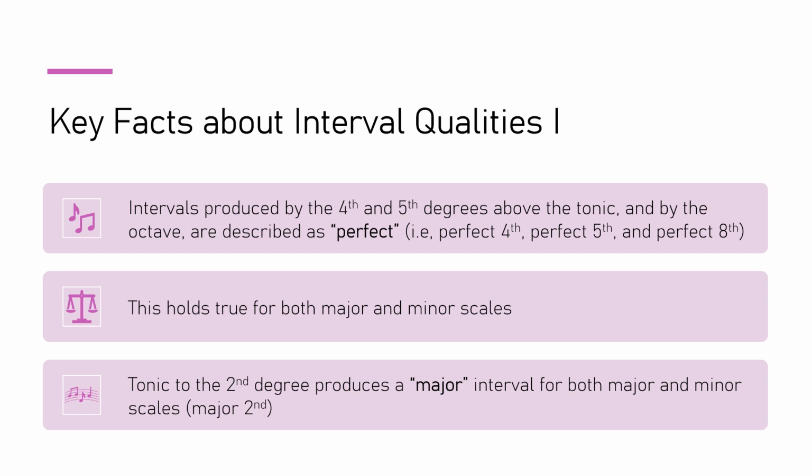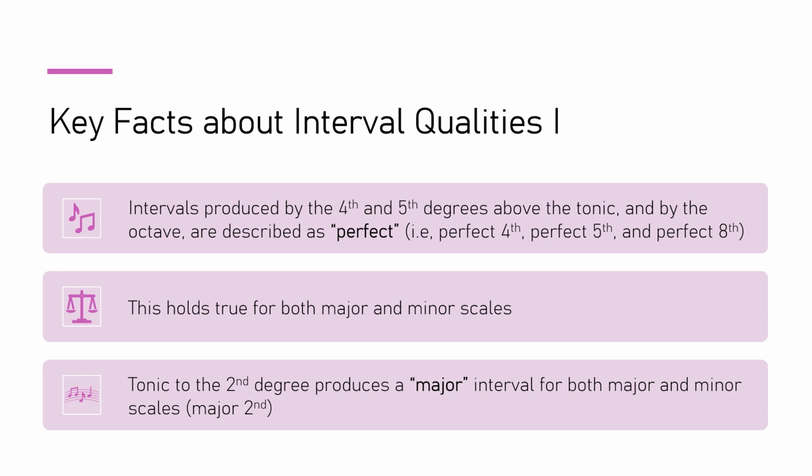For the second degree, it produces a major interval for both the major and the minor scale. So in the second degree, that's the tonic to the second degree, that interval, what we normally call second in grade 1 and grade 2, now should be called major second.